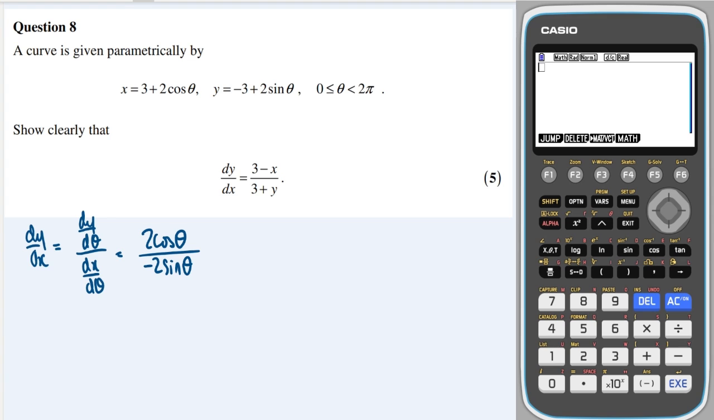Okay, and then what we can do is we can rearrange and get an expression for cos and sine. So cos theta is x minus 3 over 2 by rearranging this equation, and the y one, sine theta is y plus 3 also over 2.